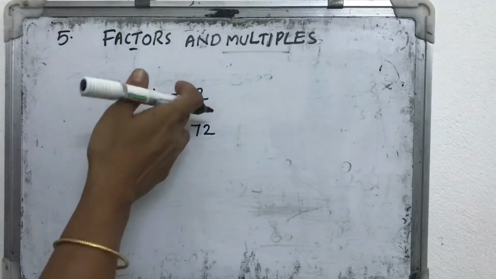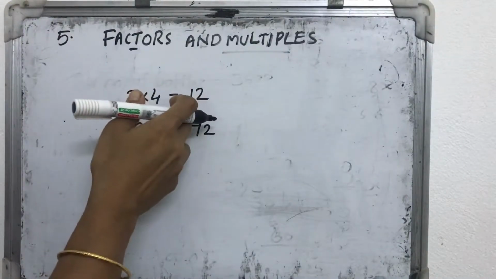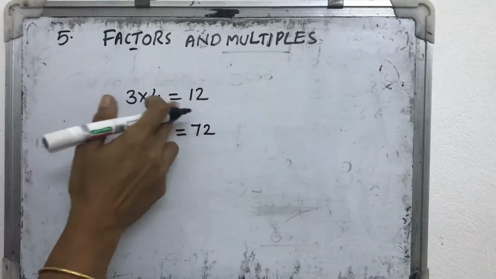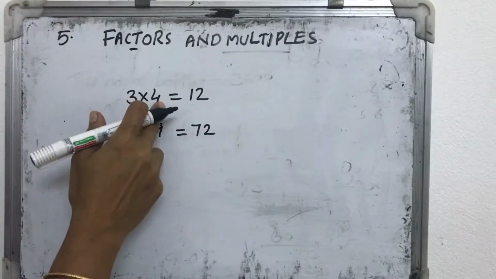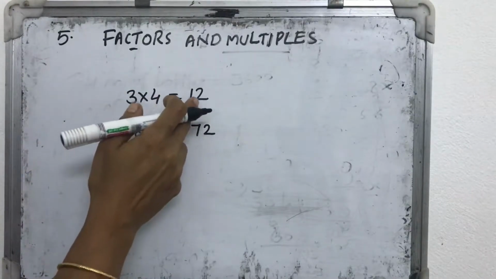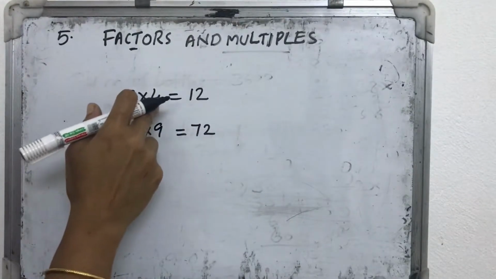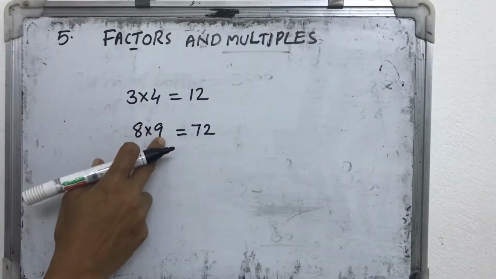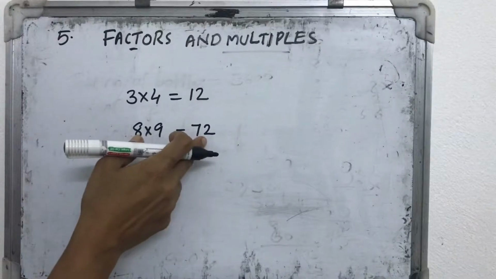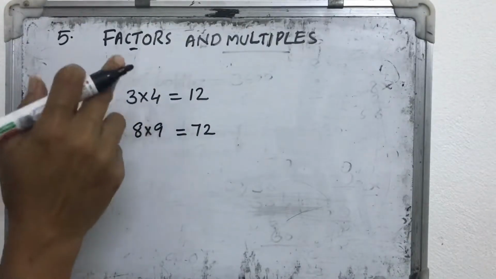Okay. So for this, 3 into 4 is equal to 12, what will be the division fact? Two division facts we can make from this. 12 divided by 4 is equal to 3, and another one, 12 divided by 3 is equal to 4. Just like 72 divided by 9, the answer will be 8, and 72 divided by 8, the answer will be 9.